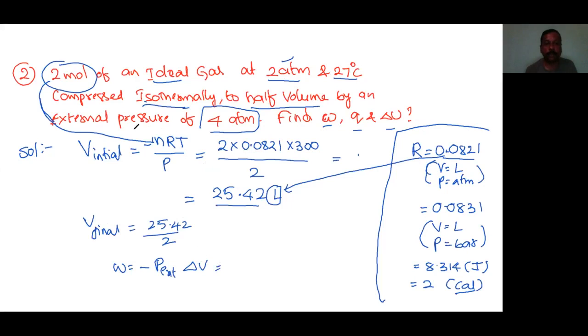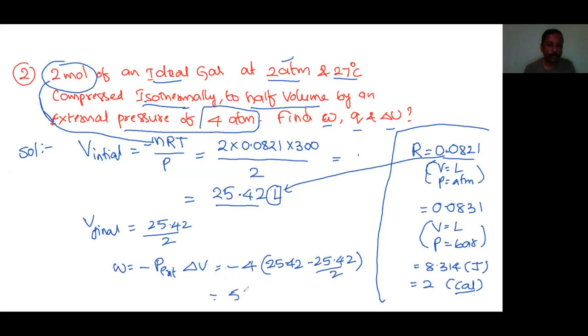Here, external pressure is 4 atm. Therefore, you have to write minus 4 into the volume change. Volume change will be half of this, therefore 25.42 minus 25.42 divided by 2. But this answer will be in liter atmosphere.